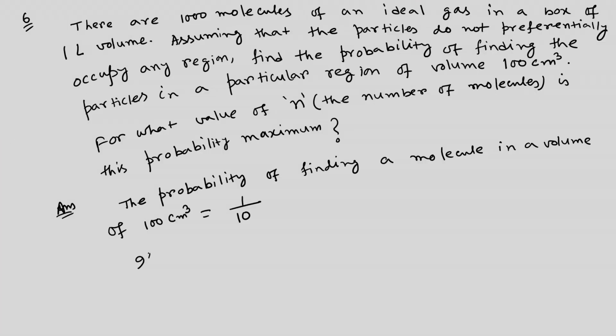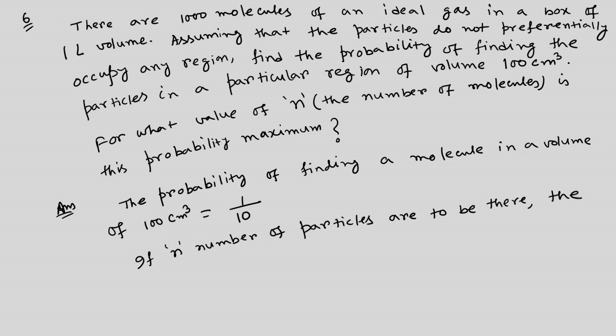If n number of particles are to be there, the probability is (1/10) to the n, right. Now, we had 1000 particles. Out of 1000 particles, n particles are present in a volume of 100 centimeter to the 3.